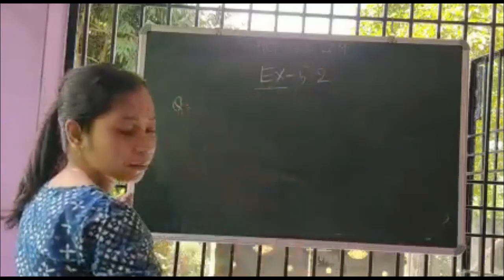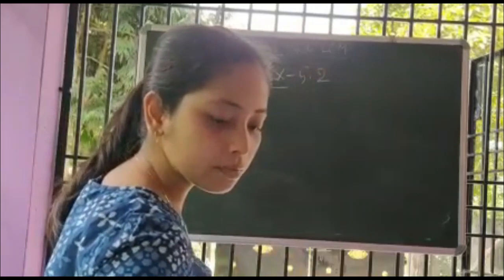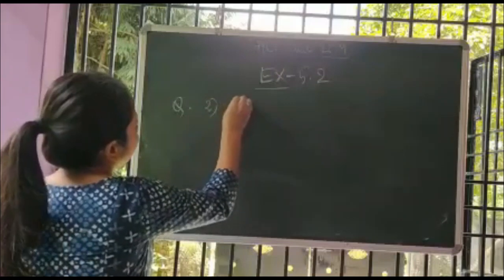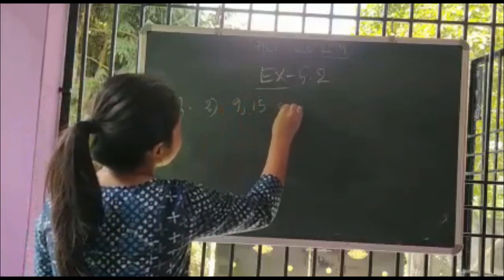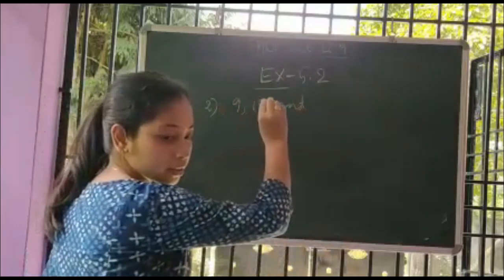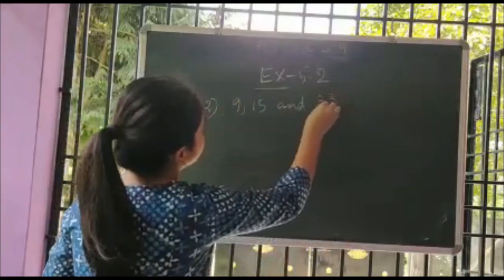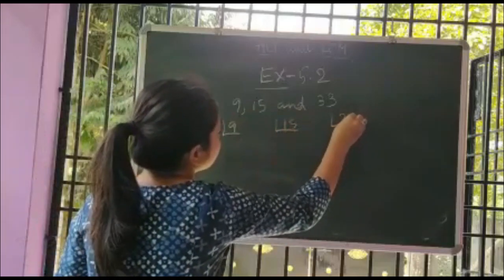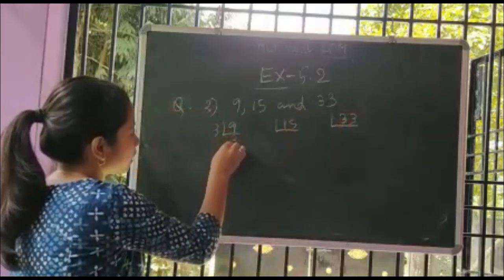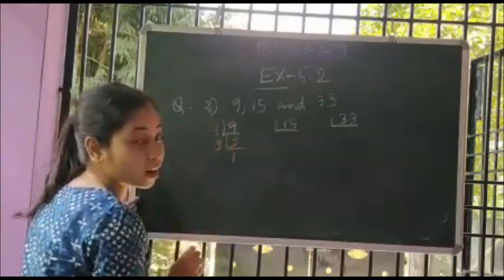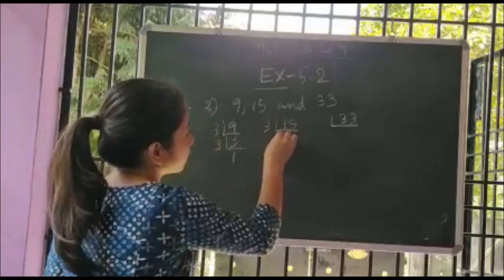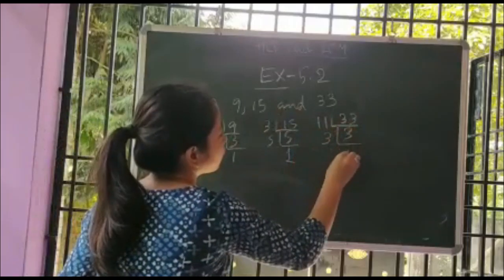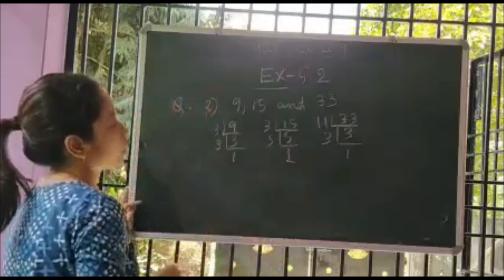So now let us see question number 2: 9, 15 and 33. We will take the prime factorization of 9, then of 15, then of 33. 3 3s are 9, 3 1s are 3. So this is a small number. Then 15: 3 5s are 15, again 5 1s are 5. 33: 11 3s are 33, 3 1s are 3, or 3 11s are 33, 11 1s are 11. Like that also we can write.